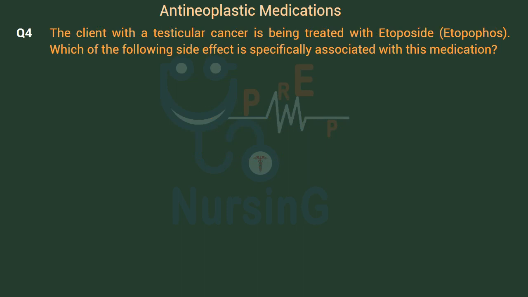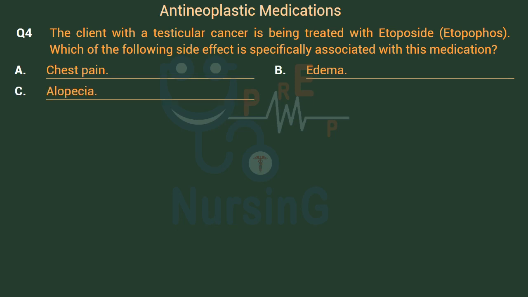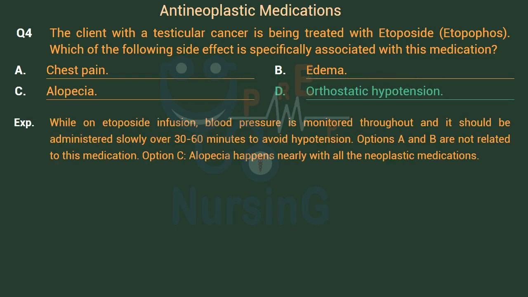The client with testicular cancer is being treated with Etoposide, Etopophos. Which of the following side effects is specifically associated with this medication? Option A, chest pain. Option B, edema. Option C, alopecia. Option D, orthostatic hypotension. Right answer is Option D, orthostatic hypotension.